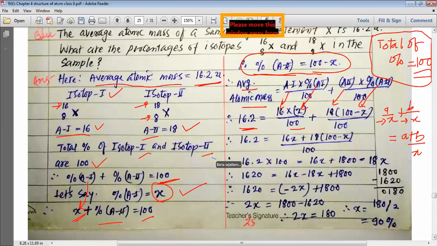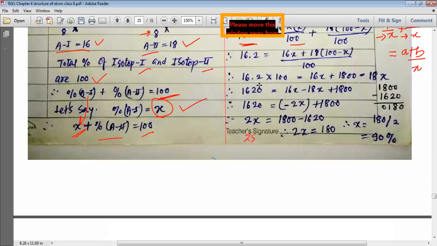Now if we multiply this equation on both sides with 100, we will write 100 over here, and we will write 100 even on the right hand side. We can say that 100 divided by 100 is equal to 1, and 1 need not be written. So we will write 16.2 multiplied by 100 is equal to 16 into X plus 18 into 100 minus X. This 18 into 100 will give us 1800, and 18 into X will give us 18X. So this is how we can write the next term: 16.2 multiplied by 100 is equal to 16X plus 1800 minus 18X.